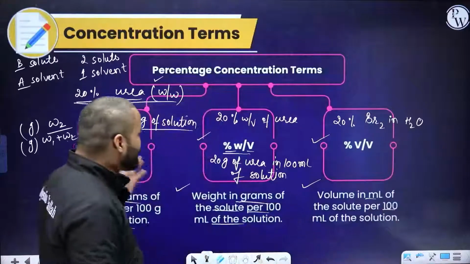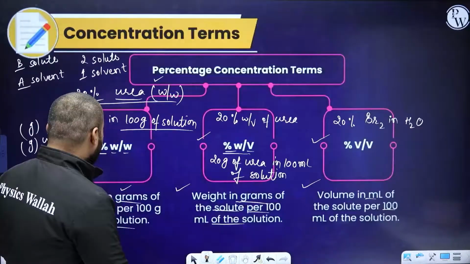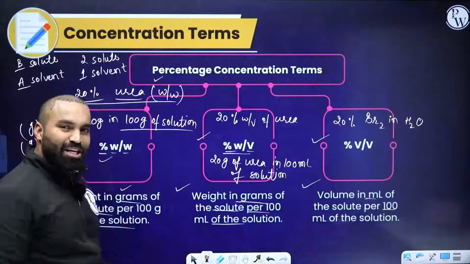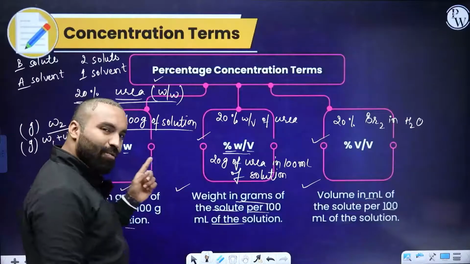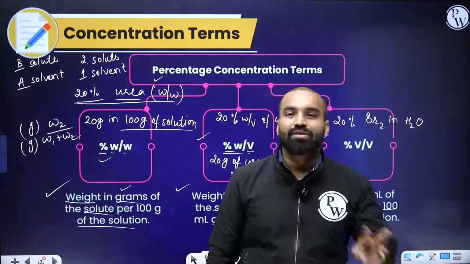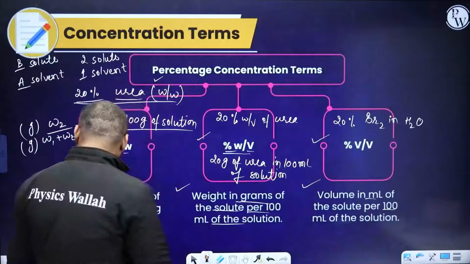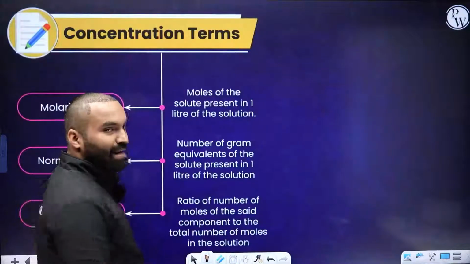Are all these three clear, everybody? Is that clear? Please tell me in the chat box, is it clear? Weight by weight, weight by volume, volume by volume. These are the three major things we need to understand, right? Okay, these were the very simple ones. Let's move ahead to the next one.